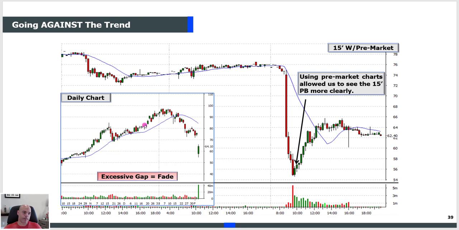Here's the daily chart. This stock is in an uptrend on the left. It starts pulling back, bouncing, holding support just above 70, and then whap, it gaps down. Now you're looking at this and going lower high, lower high, lower low, another lower high and a lower low. You're going, well, this is in a downtrend.